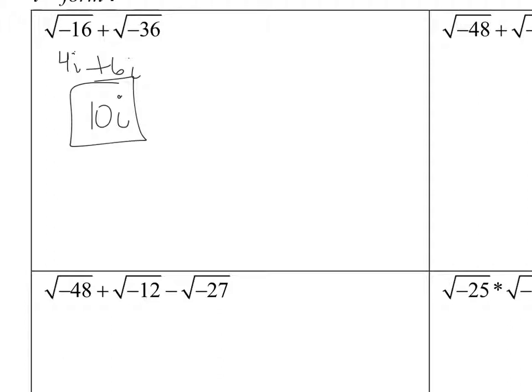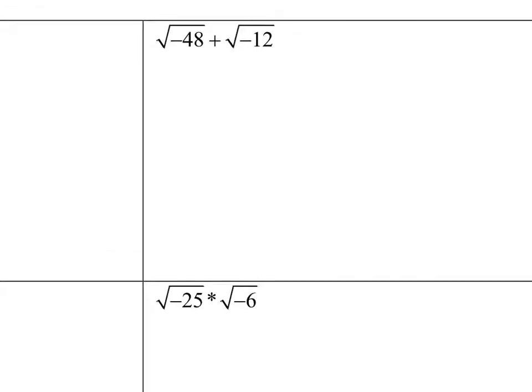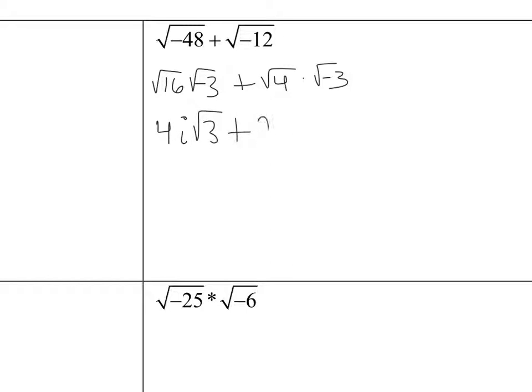So let's take a look at another one here. So now we have negative square root 48 plus negative square root 12. So you can't just add them together, but what we need to do is simplify each of these. So I know that I can make this 16 and -3, and I can make this 4 and -3. So this is going to be 4i times the square root of 3 plus 2i times the square root of 3.